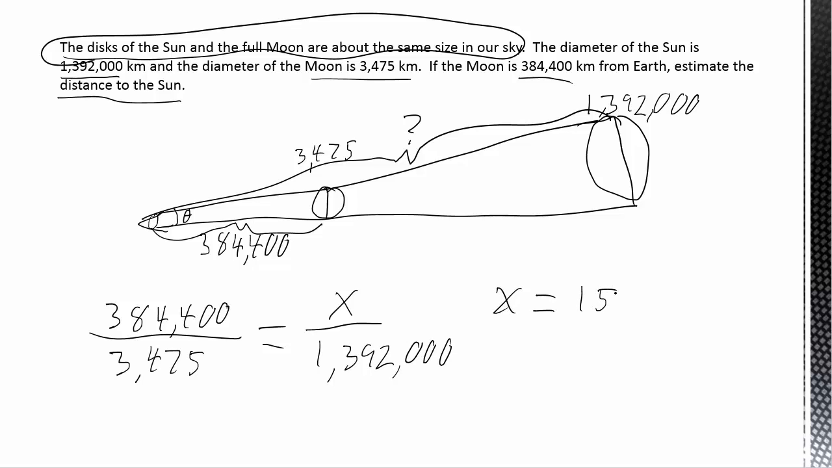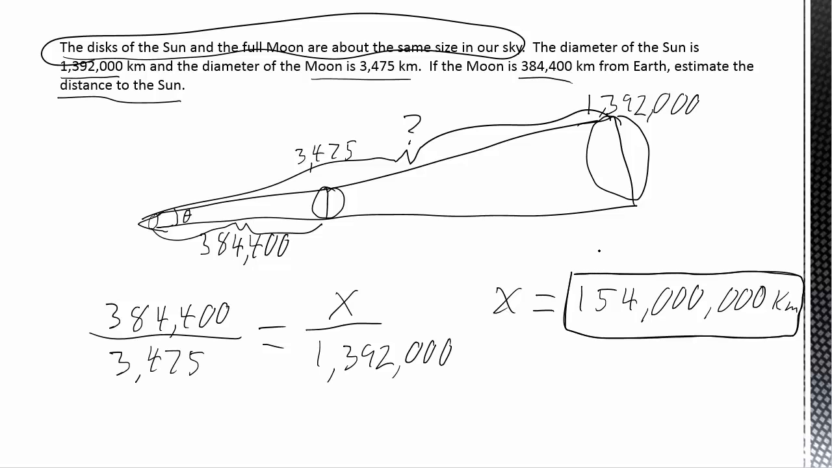Works out to be about 154 million kilometers is our nice rough estimate. The actual distance is 149,600,000. So in the ballpark. And there you have it. Hooray for geometry.